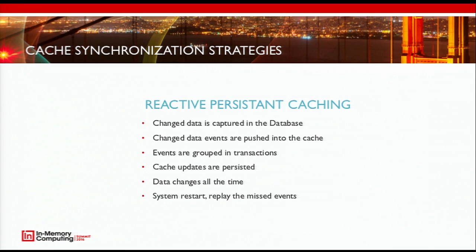Then we have something I'm going to talk a little bit more about called reactive persistent caching. In this scheme, you really capture what's changed in the database, and you push that into the cache as it's happening. And you group the events into transactions. So you have a transaction with several updates, you group them together. And you also persist your cache here. So everything that updates the cache is also persisted locally at your node. And in this case, of course, data changes all the time. And if you restart, you only have to replay the missed events. So you can start off from where you crashed, or where you restarted, or where you brought the node down for maintenance, or whatever.